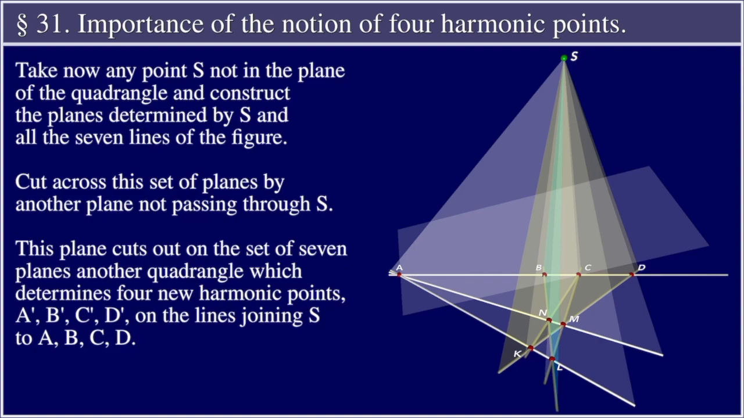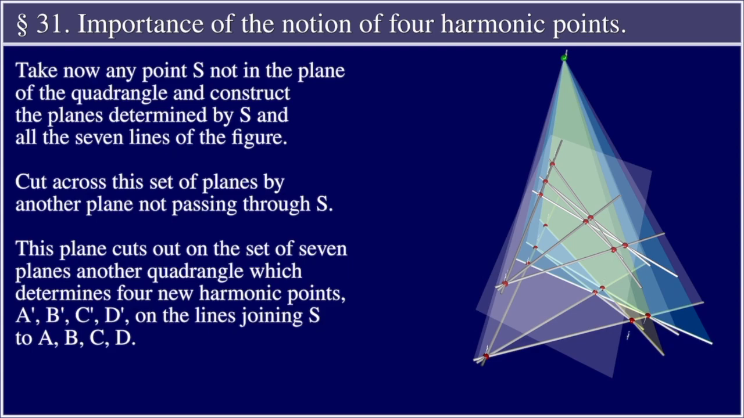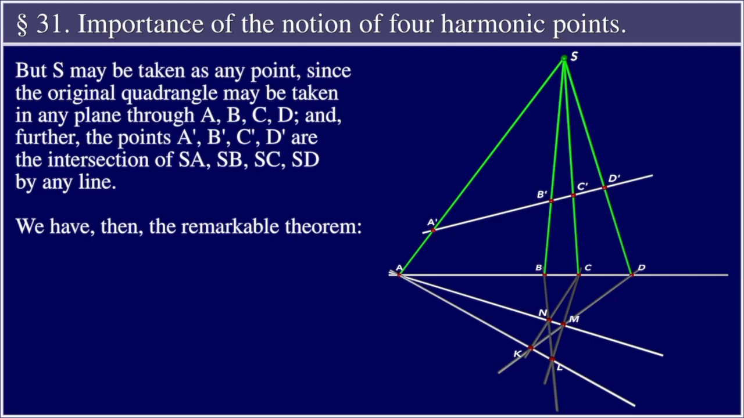This plane cuts out on the set of seven planes another quadrangle which determines four new harmonic points, A prime, B prime, C prime, D prime, on the lines joining S to A, B, C, D. But S may be taken as any point, since the original quadrangle may be taken in any plane through A, B, C, and D. And further, the points A prime, B prime, C prime, D prime are the intersection of SA, SB, SC, SD by any line. We have, then, the remarkable theorem.